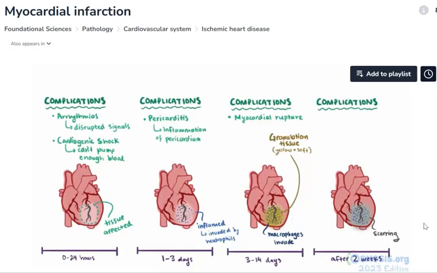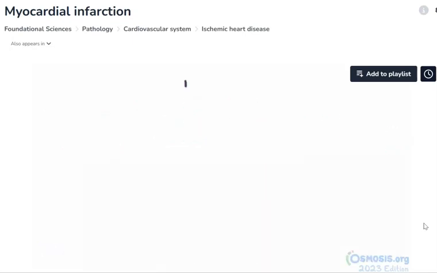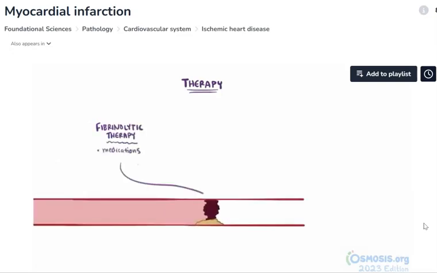Since the scar tissue doesn't help pump blood, over time the remaining heart muscle can grow or change shape to try and compensate for these lost cells and pump harder, but they ultimately continue to fail, which can lead to heart failure. Now, potentially life-saving treatment that can be done immediately following an MI is fibrinolytic therapy, which uses medications to break down fibrin in blood clots.